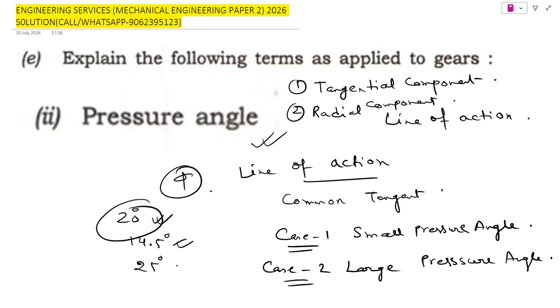So remember, pressure angle controls the path of force. Okay. And both words start with the letter P, pressure and path of force, right? So this trick helps you remember the concept instantly. So this was all about this question. I hope now all the concepts are clear.